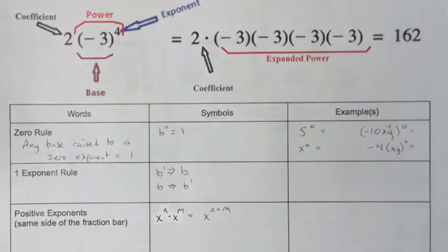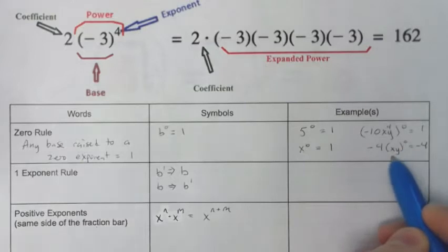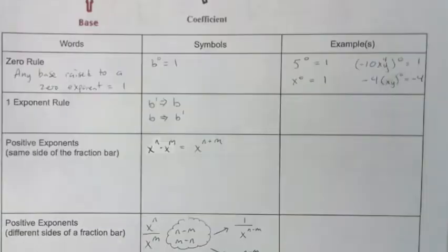Here are a couple examples. I encourage you to try to solve them. In each case, anything raised to the 0 power is 1. This one turned out to be -4 because the thing raised to the 0 is the parentheses and anything inside of them. It gets crossed out and left with just -4 times 1, -4.